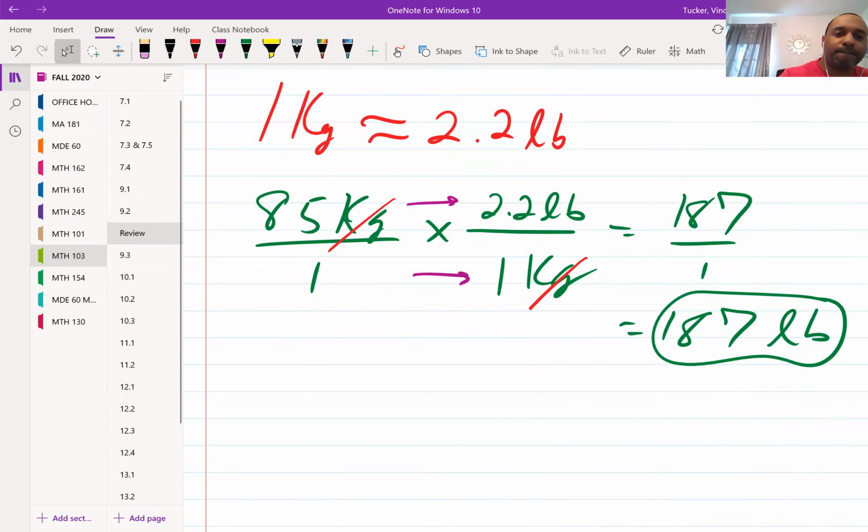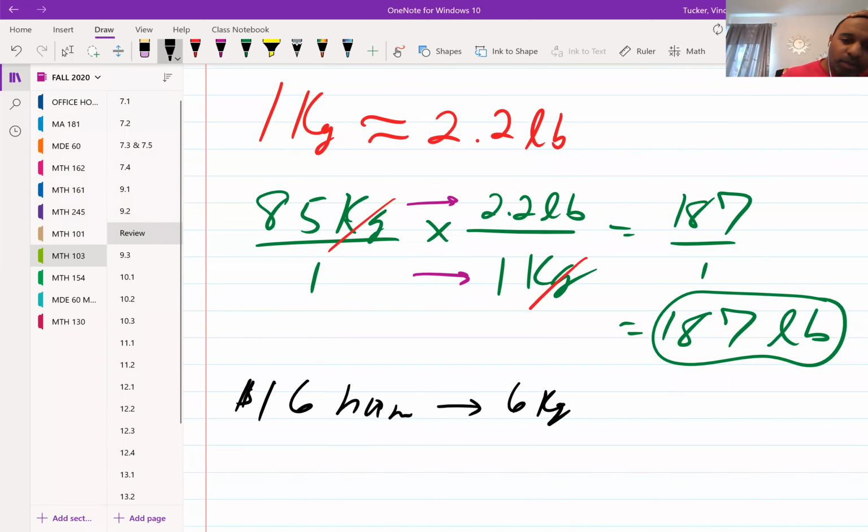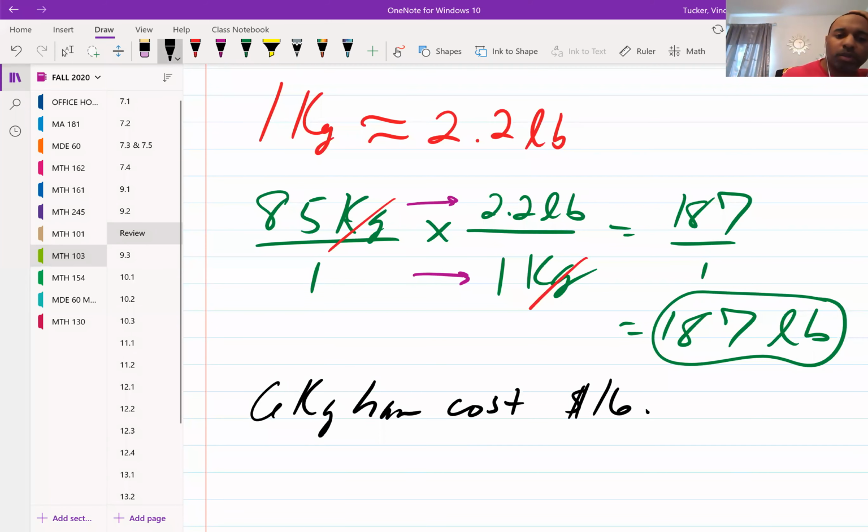The last one said you have 6 kilograms, and a ham costs $16, and it says find the cost per pound. Okay. So let me make sure I got this right. You have a 6 kilogram ham that costs $16. Yeah, I could have written that better.